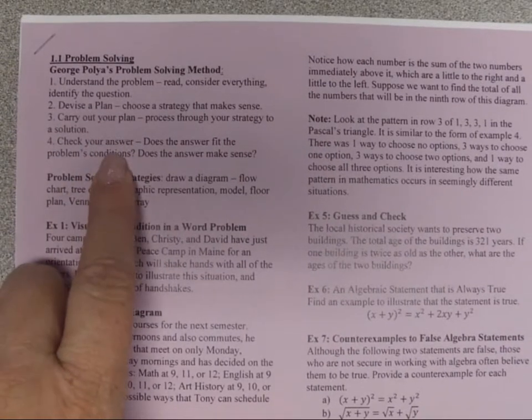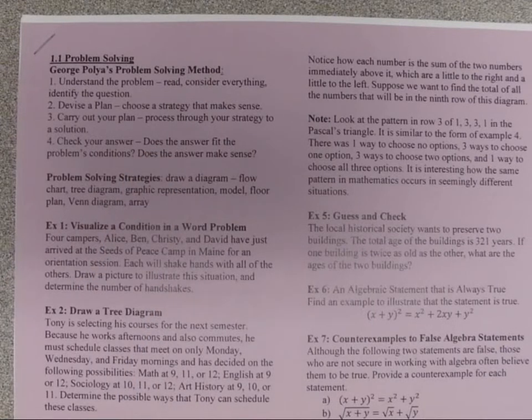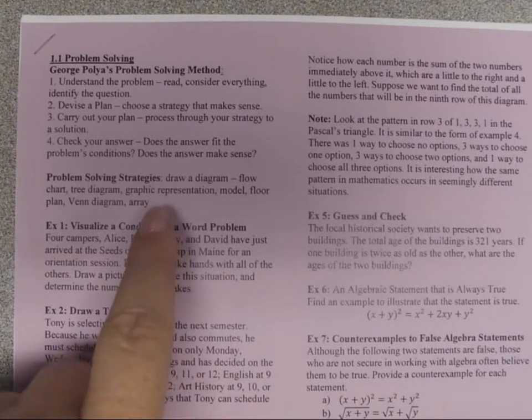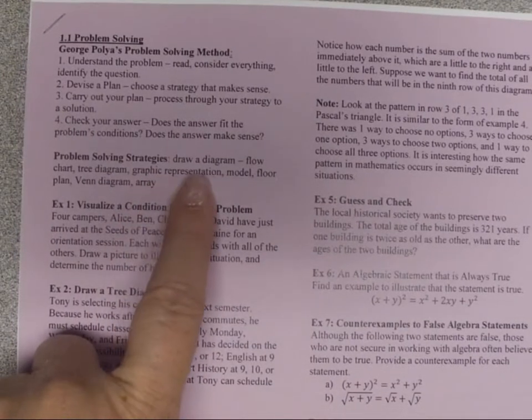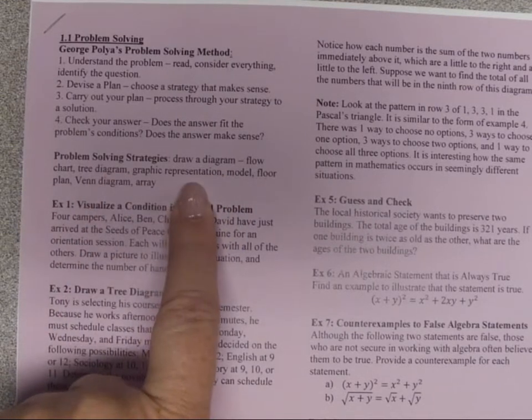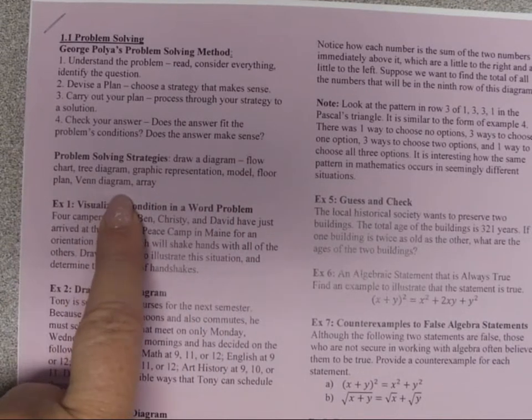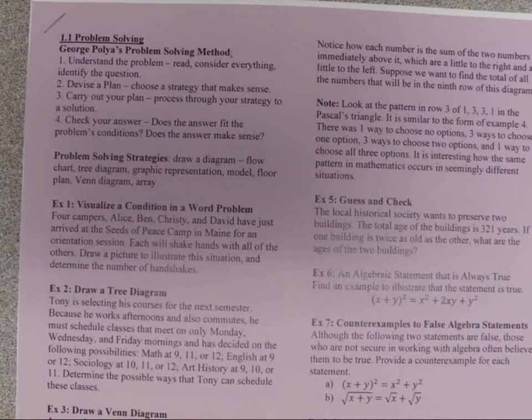And then the fourth would be to check your answer. Does the answer fit the problem's condition, or does the answer make sense? Well, problem-solving strategies that we could use would be to draw a diagram. That could be a flow chart, a tree diagram, a graphic representation, a model, a floor plan, a Venn diagram, or an array. So we're going to work some problems where we use some of these ideas, things that we could do to figure out what a question's asking and how we can solve the problem.